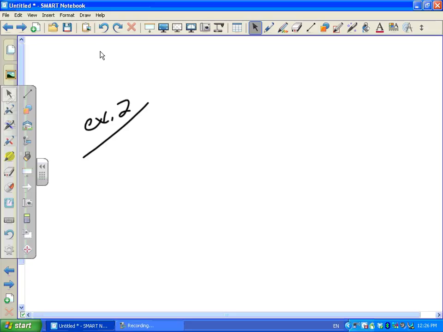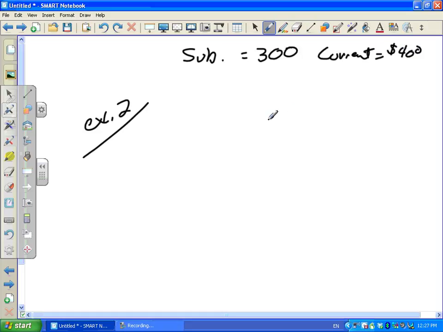Example number 2. Example 2 says a theater company has 300 subscribers. So they have subscribers equals 300. And the board of directors has decided to raise the price of season tickets from the current price of $400. So we get down that information, $400.